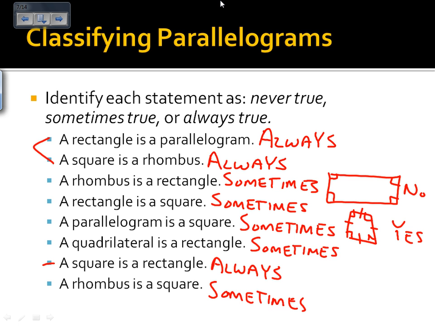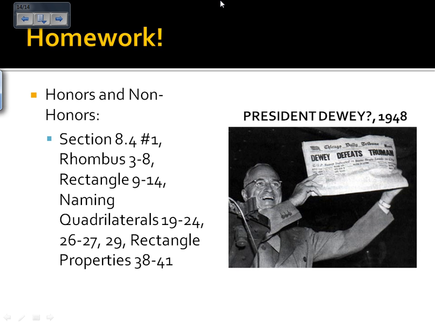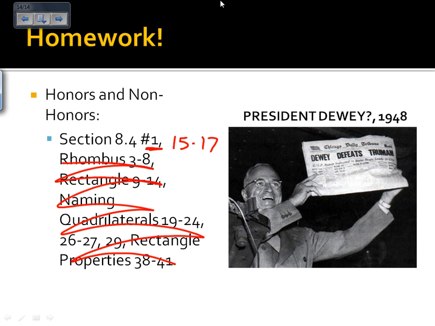Okay? Your homework for this tonight is pretty easy. It's 8.4. I want you to do number 1, and then I want you to do number 15 through 17. Don't worry about this for right now, okay? We're going to cover that as we go on. It's a big section.